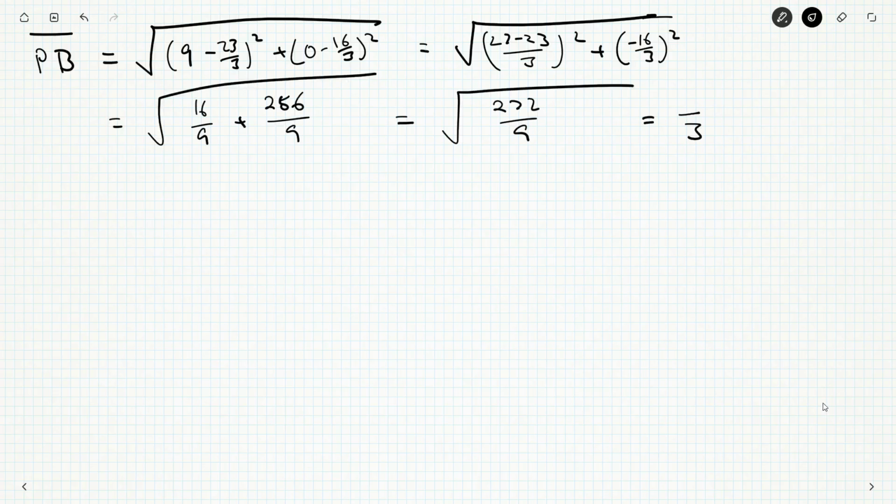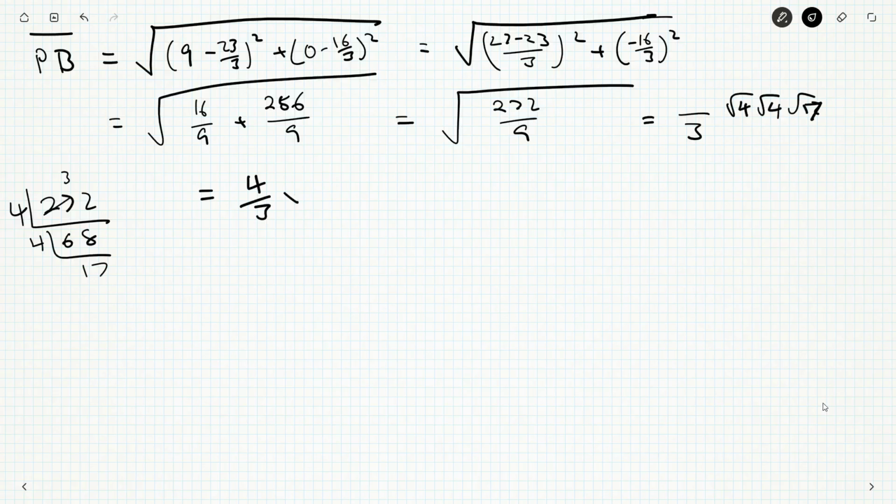I can bring out a 3, I can bring out at least a 4. 272 divided by 4 goes into, so 24, so it's a 6, and then we've got a 3, so 68. So there'll be another 4 that we can take out, and we'll get 17. So it'll be square root 4, square root 4, square root 17. Each of these is 2, so this will be 4/3 root 17. Nice and easy to compare.